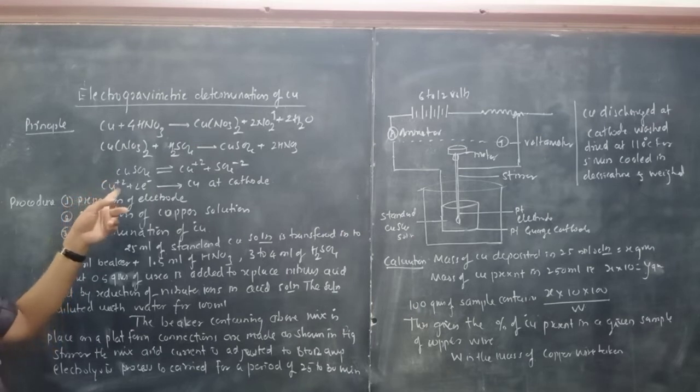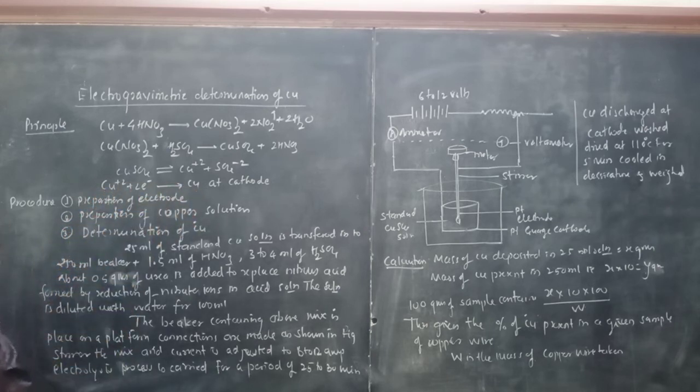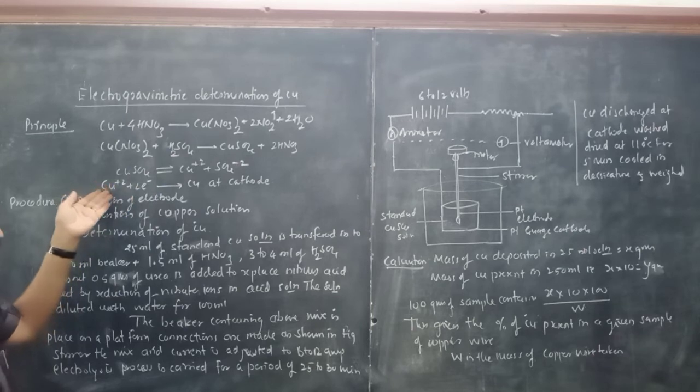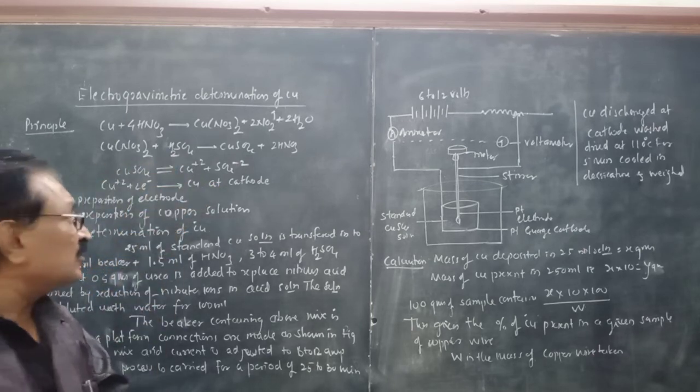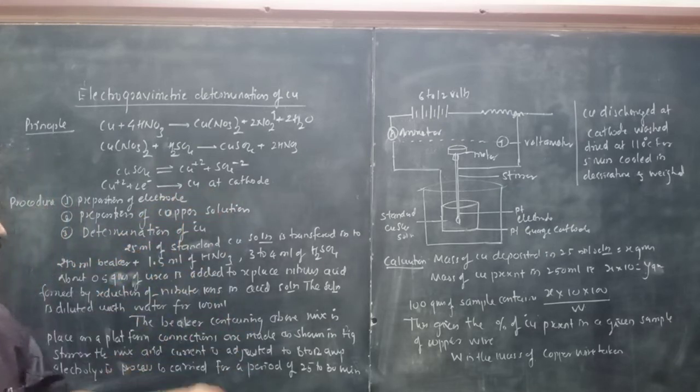When the electrolysis process is carried out, what happens here? All the copper is discharged at the cathode and it is deposited. Whatever the copper sulfate ionization gives, copper ions, those copper ions are discharged at the cathode. Then afterwards, the copper deposited at the cathode is removed and we go for the calculation of the amount of copper present in the given sample.